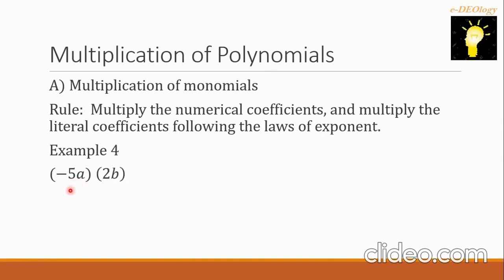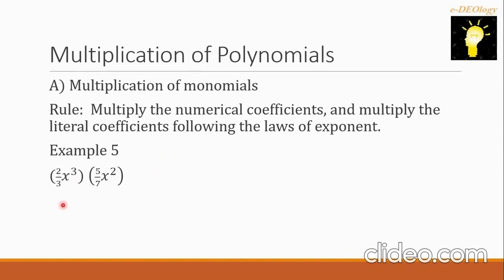Example 4, when we multiply negative 5a by the term 2b. In here we can see that there is no common variable. So what we'll do, first we will multiply the numbers. Negative 5 multiplied by 2, we will get the negative 10, and the variables a and b, we'll just put them together in the final answer. So our final answer here is negative 10ab.